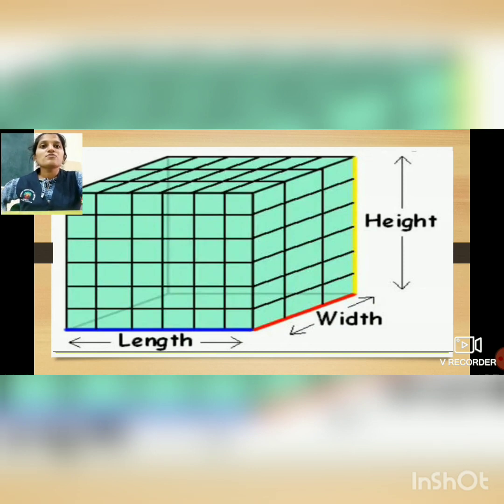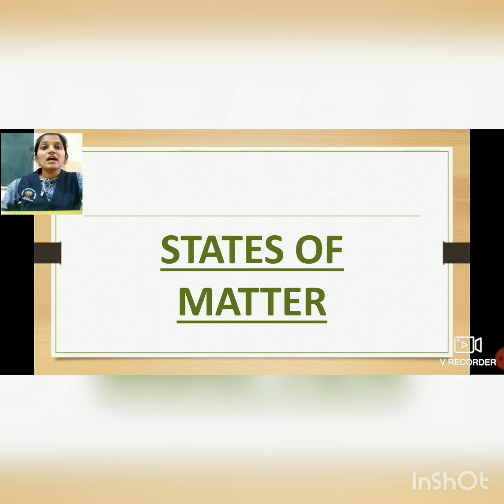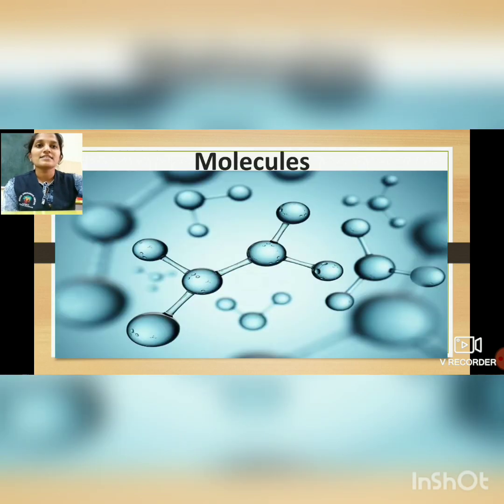So students, this was all about matter, and now we are going to see the three main states of matter. In the beginning you all have seen three different examples I have shown you: one example for solid, one example for liquid, and one example for gas. So we are going to learn about solids, liquids and gases.